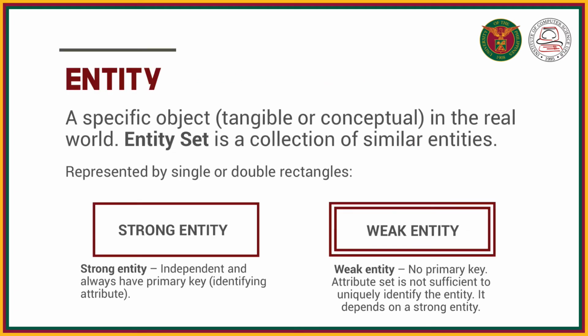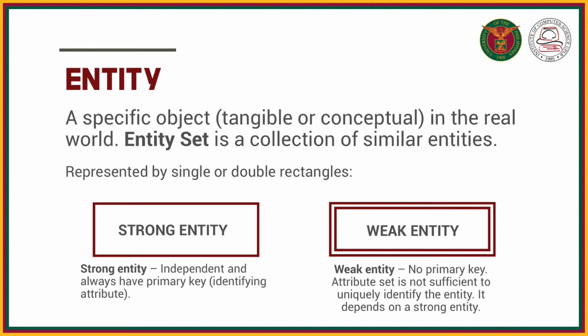Entity, a specific object, tangible or conceptual in the real world. Entity set is a collection of similar entities. This is represented by single or double rectangles. Kapag single rectangle, this is also called a strong entity. A strong entity is independent and always have primary key or identifying attribute.